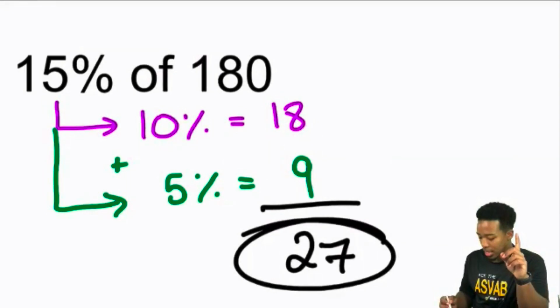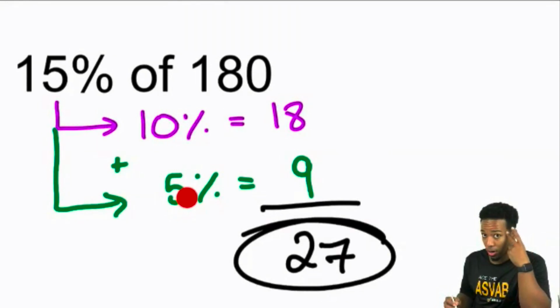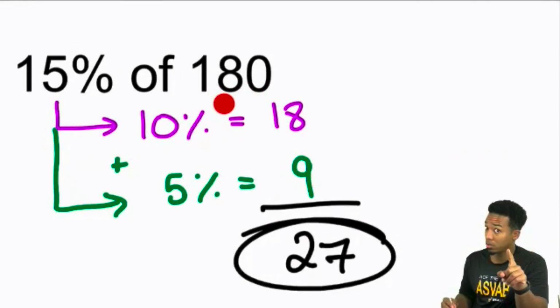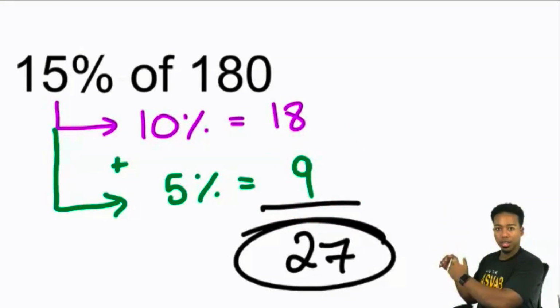Now, think about how we get to 5%. There's two ways we could do that. In our notes here, we said that 5% is like dividing by 20. But do I want to divide 180 by 20? Or you could do it like this. We already know what 10% is. Vander, is it true that 5% is literally just half of 10? Yes. What's half of 18? 9. Right there.